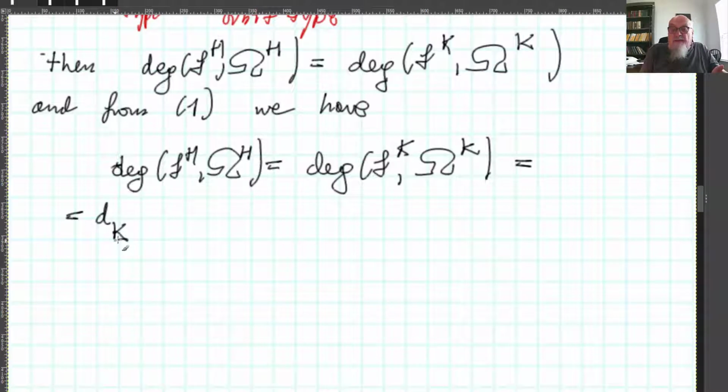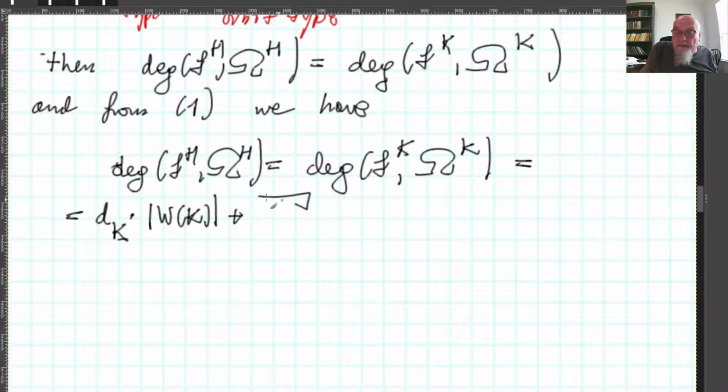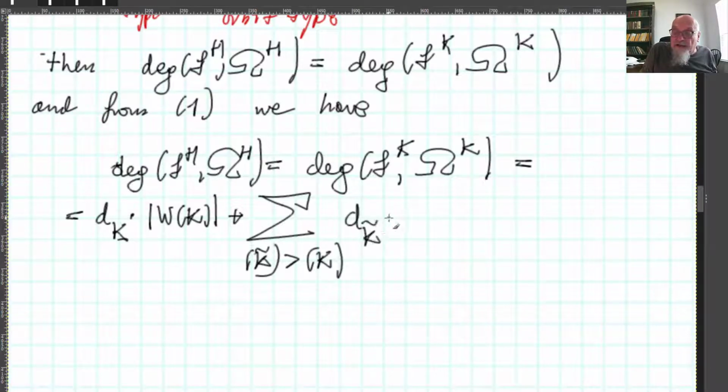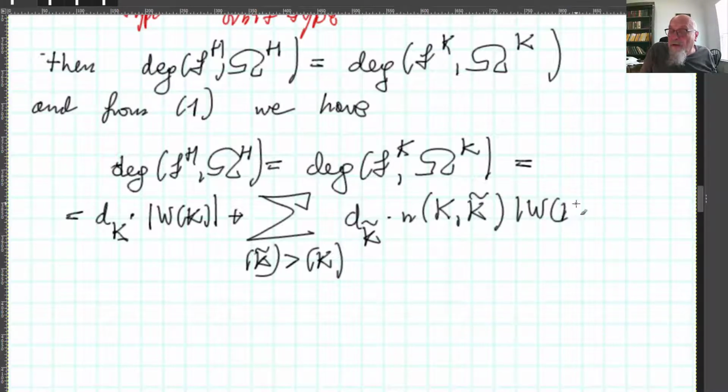So this will be dk, f omega times wk. And then we have here plus, and then we have k tilde, which is larger than k, and then we have here dk tilde times n, and this will be k tilde, and this is, let's say, the number of elements in this formula. I got that this is this one.